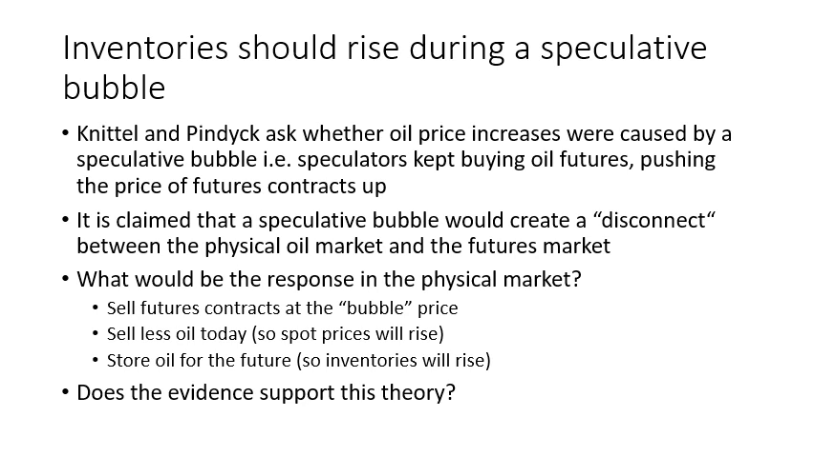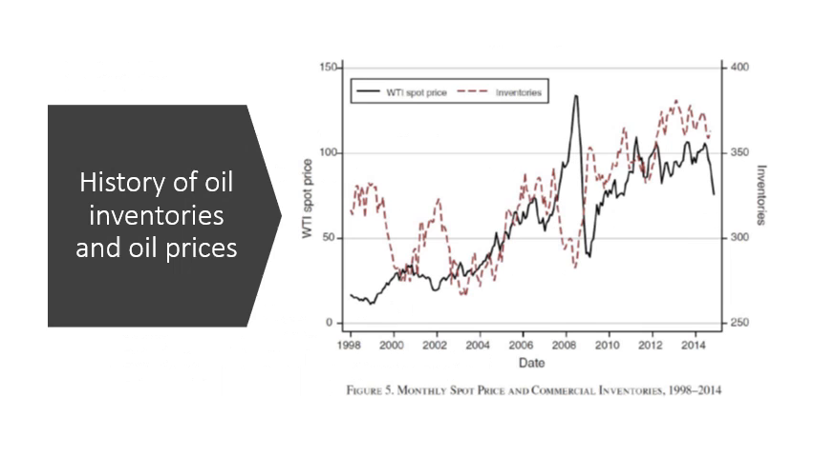So as we said, if the investors are holding on to Beanie Babies, that's an increase in storage. Likewise, if investors are pushing up the price of oil, they're going to hold on to oil today because they think that the oil is going to be more expensive in the future, and therefore they want to sell it in the future. So does the evidence support this theory? Here's a graph of the history of oil inventories and oil prices. I would say no. The evidence does not support this.